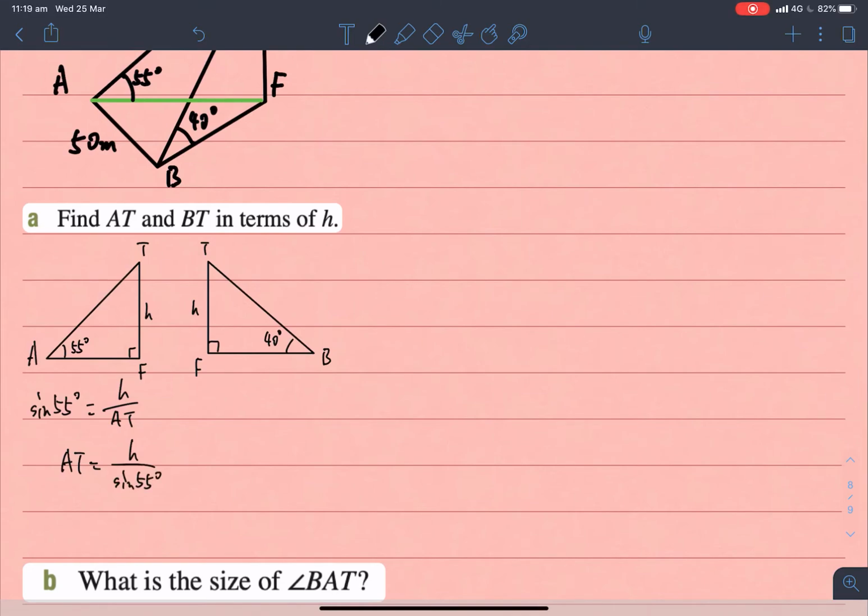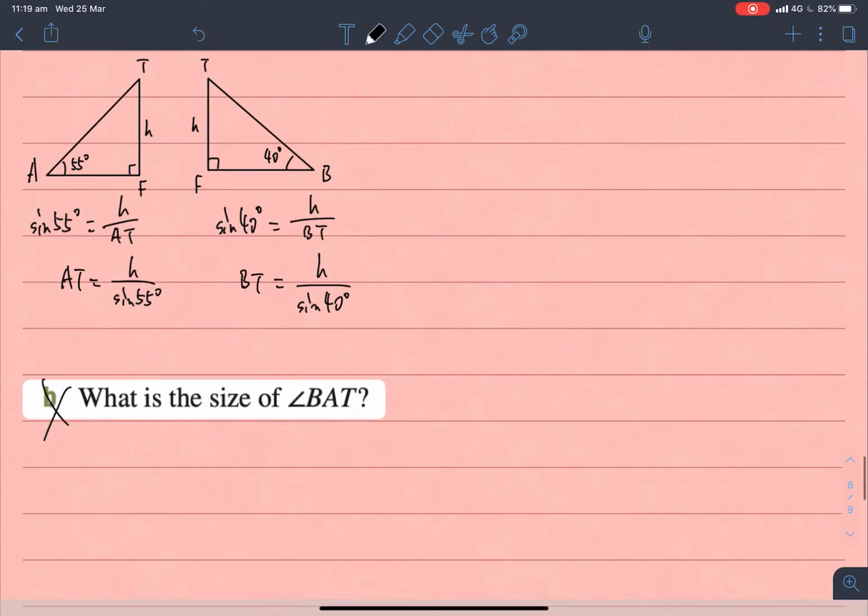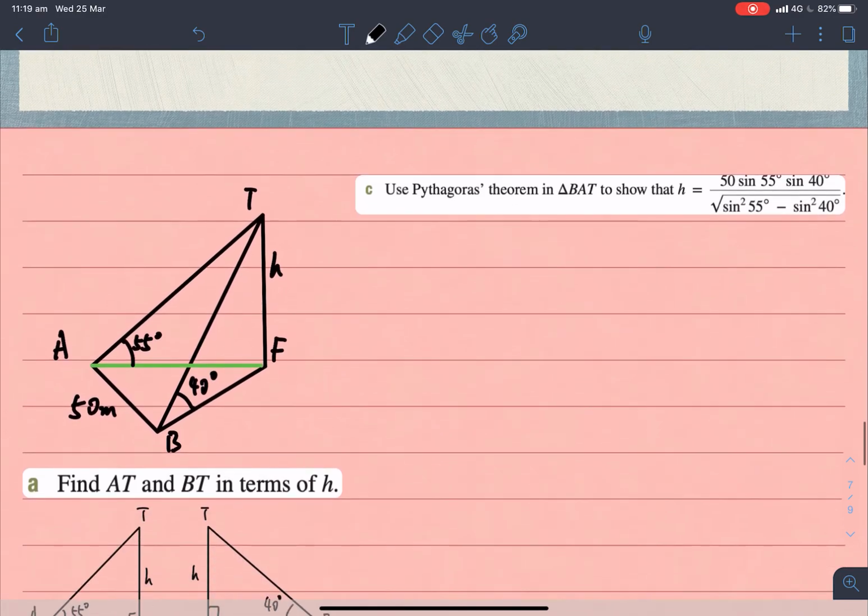Okay, the second one was exactly the same. So sine 40 degrees, because we know the opposite, equals height over BT. So BT equals height over sine 40 degrees. So that part is easy. We're going to skip this B, so just go straight to C.